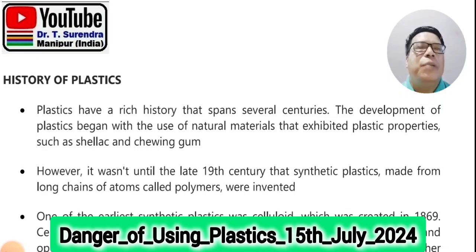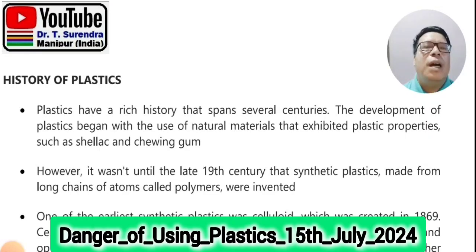Plastic has a rich history that spans several centuries. The development of plastic began with the use of natural materials that exhibited plastic properties, such as shellac and chewing gums. However, it was not until the late 19th century that synthetic plastics made from long chains of atoms called polymers were invented.